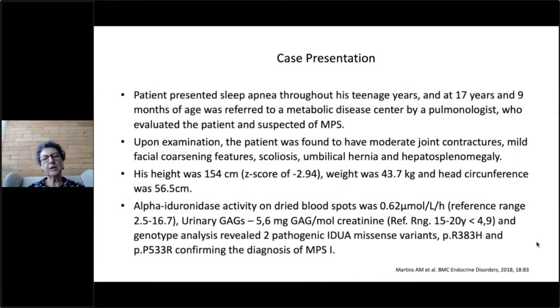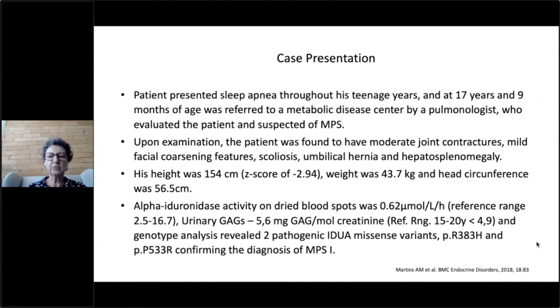The patient presented sleep apnea through his teenage years, and at 17 years and 9 months of age was referred to a metabolic disease center, which is my center, by a pulmonologist who evaluated the patient and suspected MPS. This pulmonologist takes care of all our patients with mucopolysaccharidosis, around 45 patients. When he saw the patient, he thought about MPS.